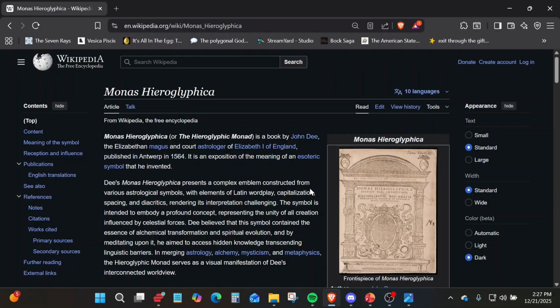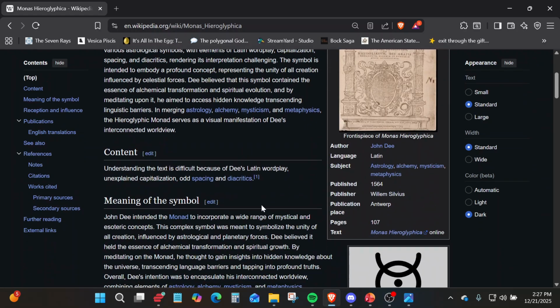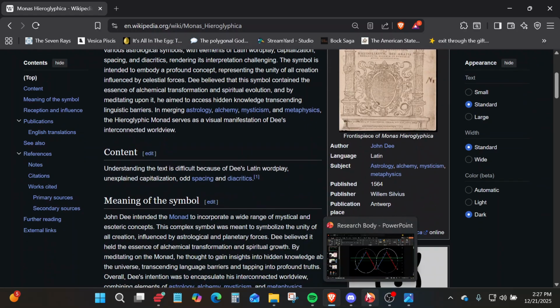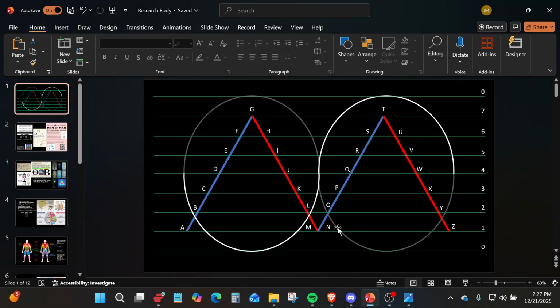It presents a complex emblem constructed from various astrological symbols with elements of Latin wordplay, capitalization, spacing, and diacritics, rendering its interpretation challenging. The symbol is intended to embody a profound concept representing the unity of all creation influenced by celestial forces. And it goes on. You can read all through this at your own pace, time. So my symbol basically does this in the same way. It's using the exact same symbols reconfigured in a different construction, breaking our English modern day alphabet into septenary.